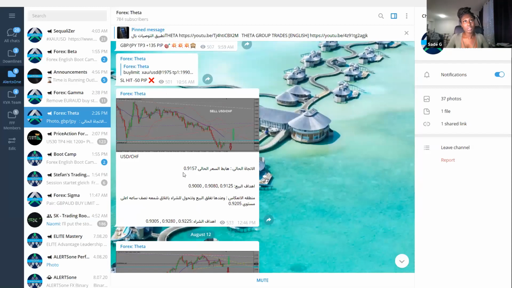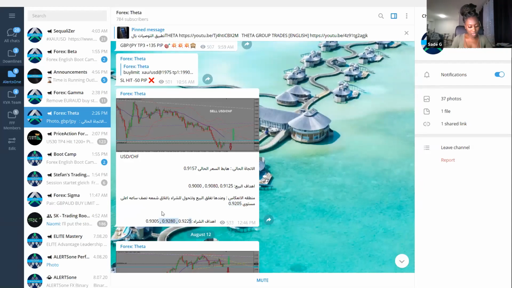All right, cool. So like I said, this USD CHF trade was a sell, right? So we got selling at 0.9157. Take profit levels are here. This is a math class that makes you money. Take profit levels are here, and if the candle closes above this price, you're going to input your sell with these take profit levels.